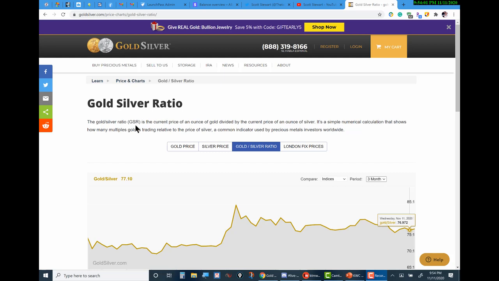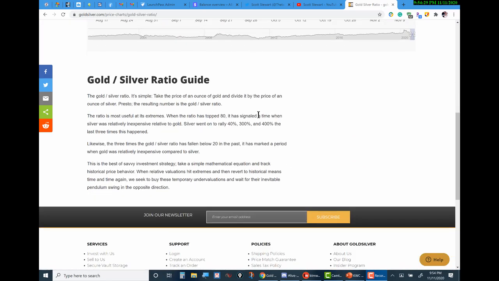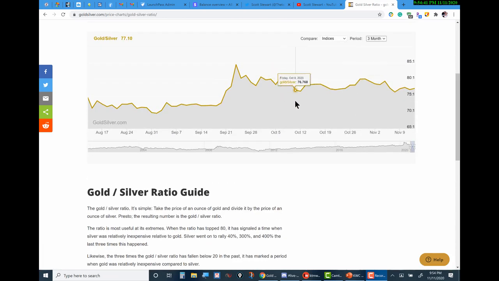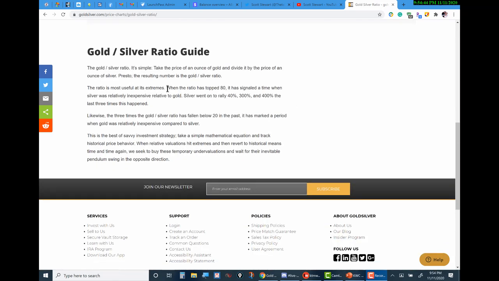The gold-silver ratio, or the GSR as a lot of times it's referred to, is just simply whatever the current price of an ounce of gold is divided by the current price of an ounce of silver. So it's just a numerical calculation that gives us a multiple of how much gold is trading relative to the price of silver. Now, this is a common indicator that we use in precious metals to figure out undervaluation and overvaluation. Right here it says that the gold-silver ratio, it's simple. Take the price of an ounce of gold divided by the price of the ounce of silver, and you've got the ratio.